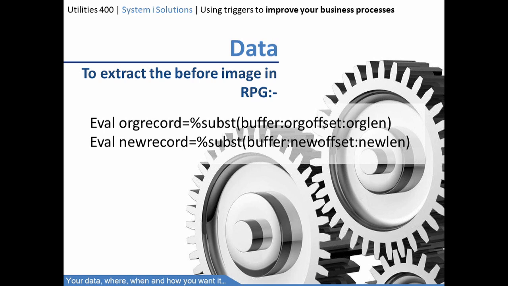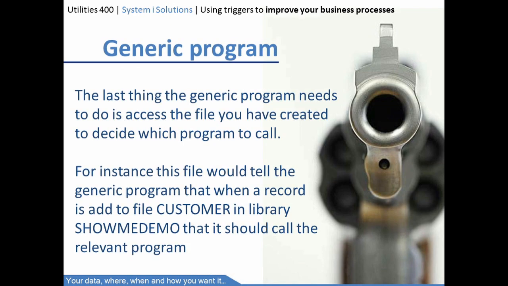You just say eval org record equals %substr of the buffer, starting at the offset you've told me, for the length. And the new record, again, starting at that buffer position, new offset, and the length. I'm actually going to show you an RPG program that does all this in a minute. And if anybody wants a copy of that program, we've got no problem in sending that to you whatsoever.